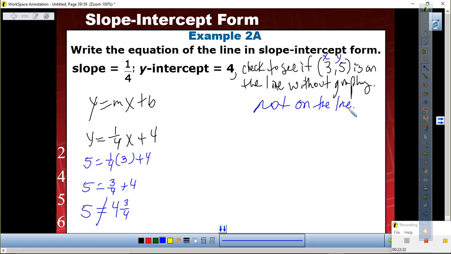Bam! Fairly simple. Now, how can we check? We can check by graphing. Now that you have the little graph underneath, do we know how to graph this line? Yes, and then from there, do you know how to plot this point? And you're going to see that it's not on the line, and it's going to be obvious, right?